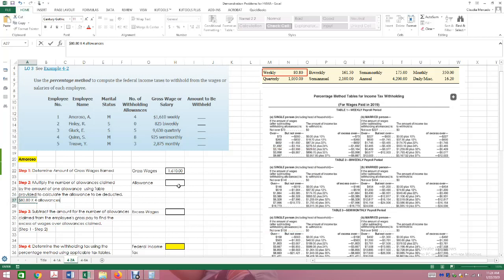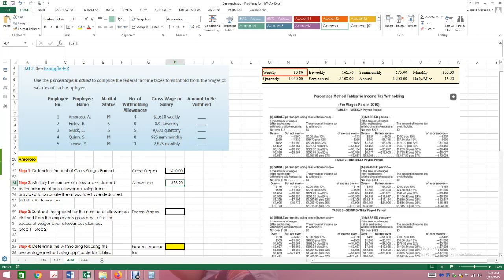Okay, so what does that represent? $323.20. That represents the amount of wages that I am not going to pay taxes on. I am getting an allowance. You know what they're saying? Whatever money you make, we're going to give you an allowance based on the number of dependents or allowances that you're claiming. Okay, so this amount, we're not going to charge you any taxes on it.